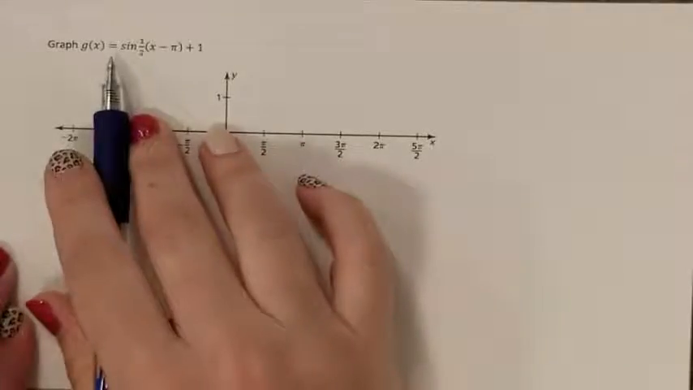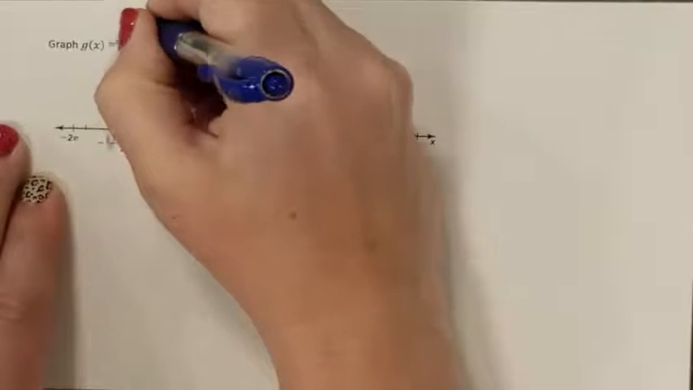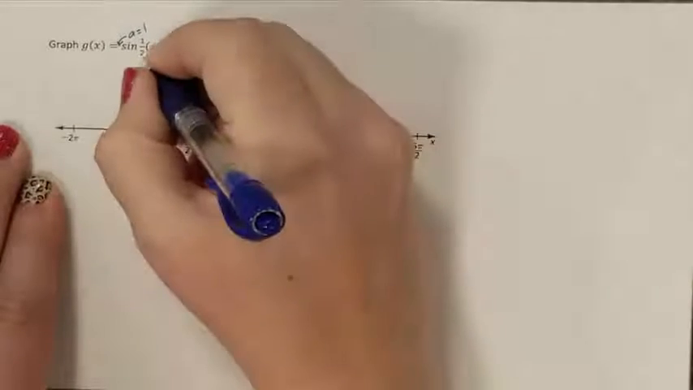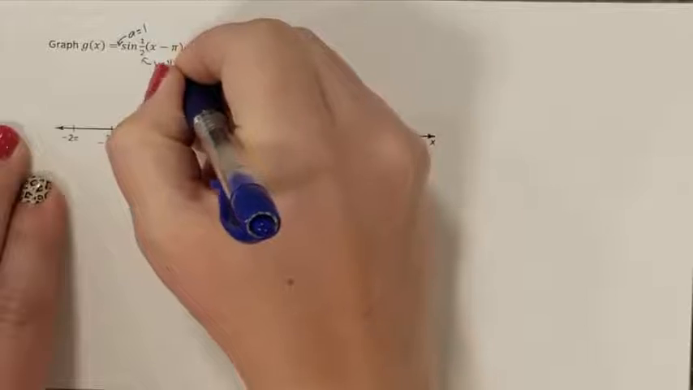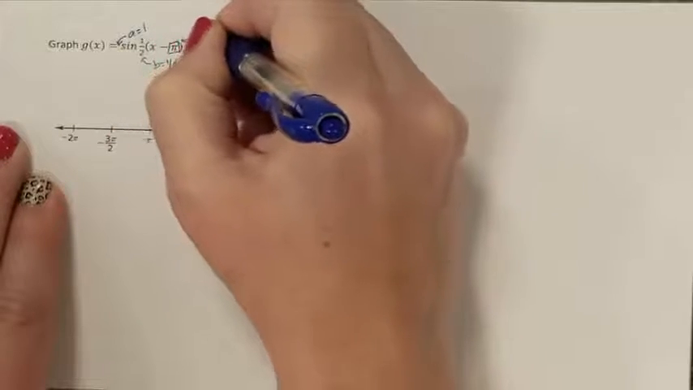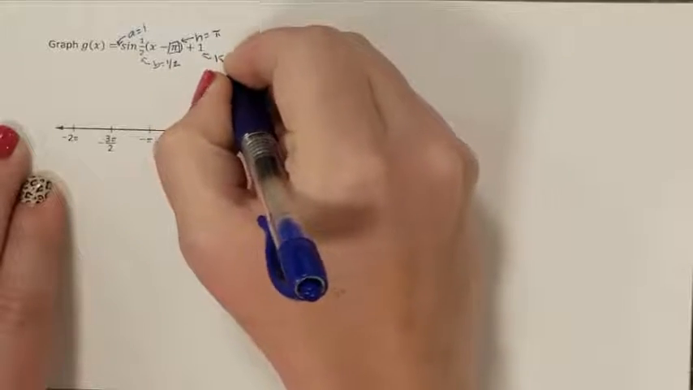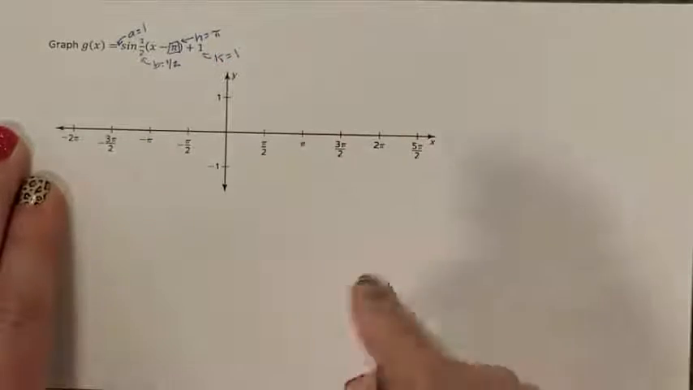So now I'm looking at my new sine function. The first thing that we're supposed to do is identify A. A is 1. Identify B. B is a 1/2. The number that you are subtracting is our h, so h is pi. And the number that you are adding or subtracting is k, so my k is 1.